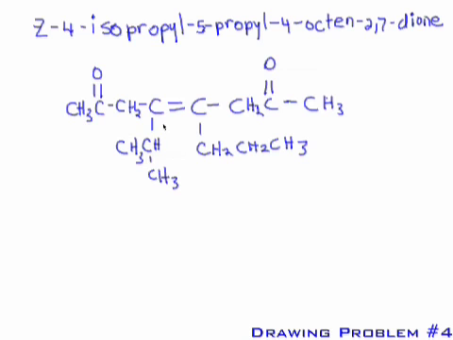I need to check out whether I've made Z or not. Now, I can double check to see if there's geometric isomerism: this group's different than that, that group's different than this. So the carbons around the double bond each have a different group off of them. So there's geometric isomerism. Now it's simply prioritize.